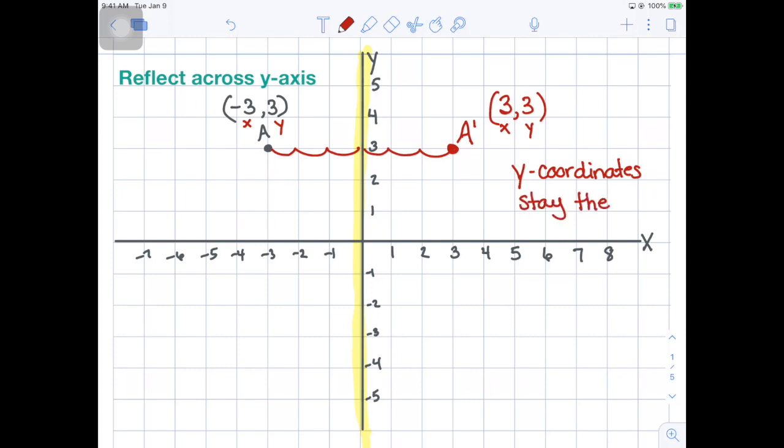And the x coordinates change. And look how they changed. They changed by going into the proper quadrant. Remember, in quadrant 1, which is where our A prime is, that is a positive x. So the x coordinates change to match the quadrant.